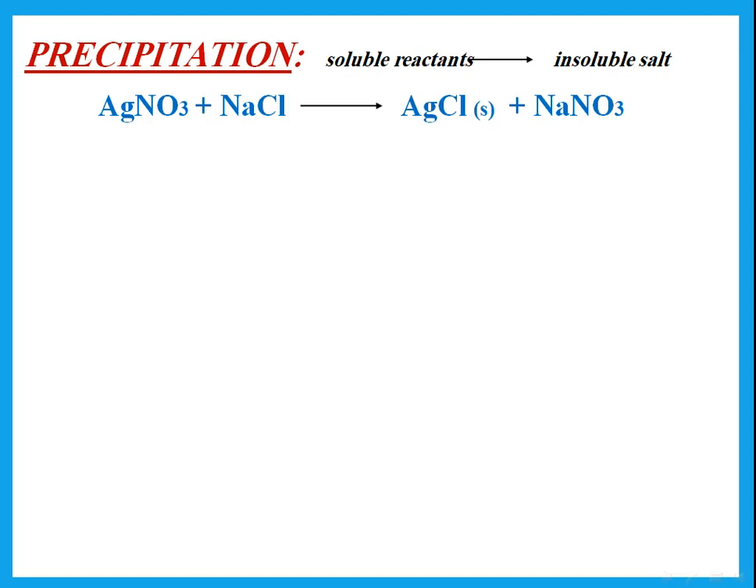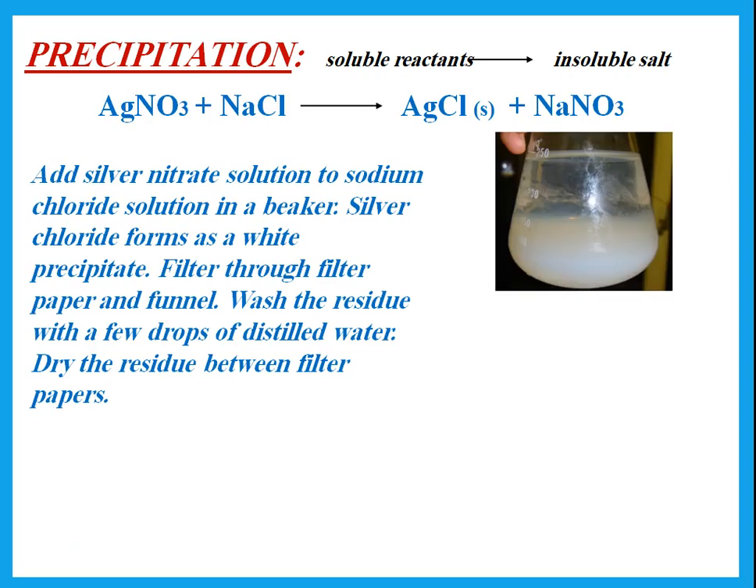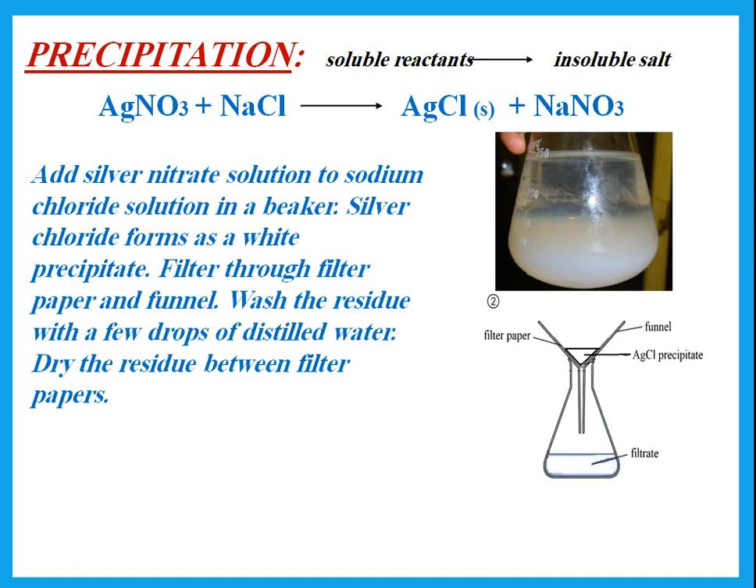Now I put the two solutions together. When I do, I get a precipitate. The silver chloride forms as a white solid at the bottom of the container, at the bottom of the flask. This is called a white precipitate. Now, what do I want? I want this white precipitate, so I filter it, and the residue in the filter paper is what I want. That is the silver chloride I'm trying to make.